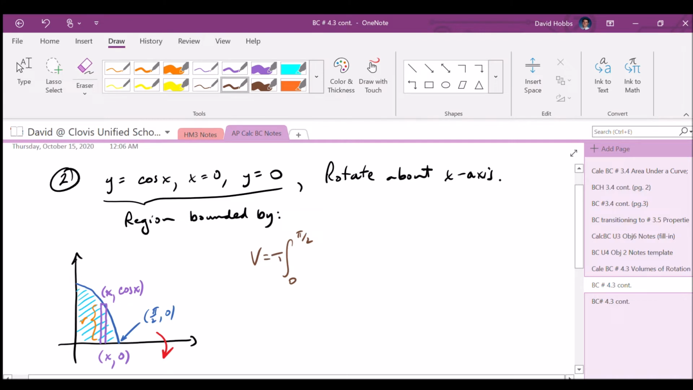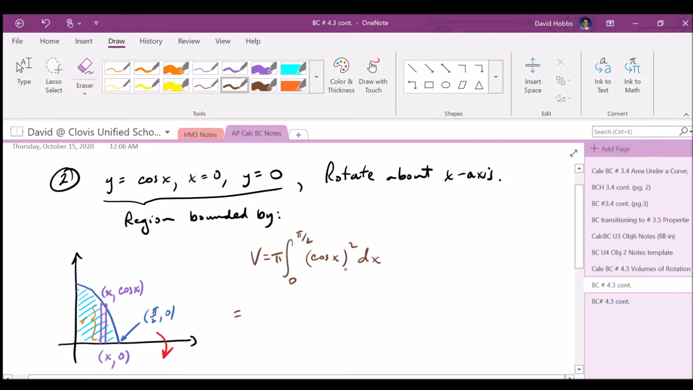Pi, now I can bring the pi out in front. Pi radius cosine x squared dx, pi r squared delta x summed up from 0 to pi over 2. Okay, so the setup really is the new stuff here. Once we've done that, now we just continue on.